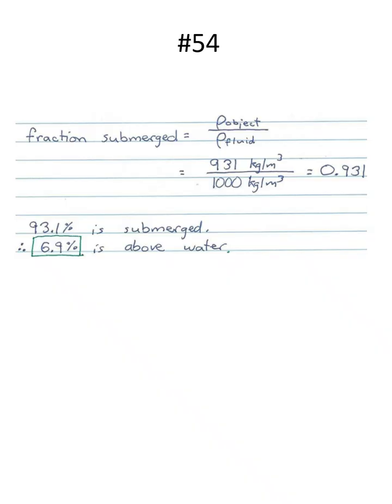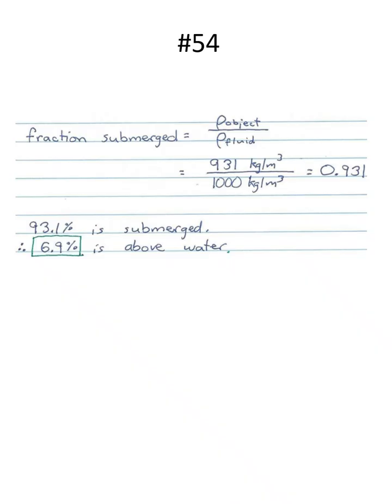Number 54, ice, which has a density of 931 kilograms per cubic meter, is floating in pure water. What fraction of the ice's volume is above the water's surface? Now, I derived in class how to get this.